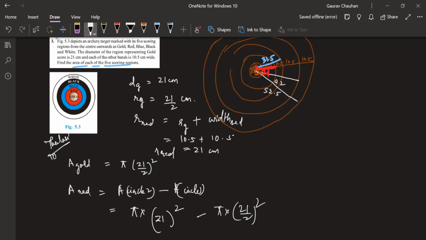What are they asking us? That's an important question here. They're asking us about the different scoring regions. What does that mean? If you hit the gold part, you will get a different point. Suppose you will get 100 points then. But if you hit the red part, maybe you get 80 points.